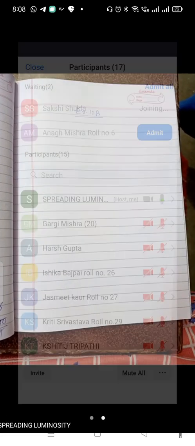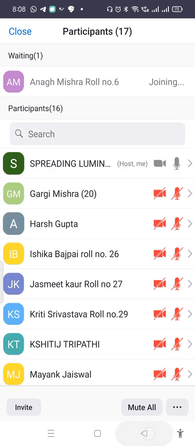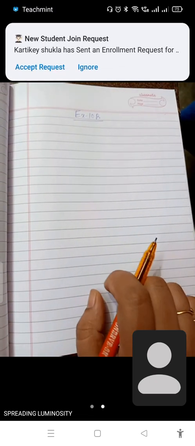In exercise 10A, I have explained that here we had direct proportion or direct variation. Now, in B exercise, we have inverse variation. Inverse variation means when we increase a value and the other decreases, then it is called the inverse variation.